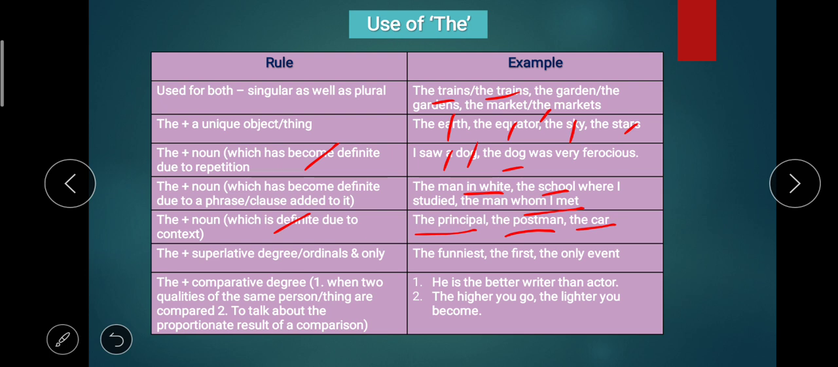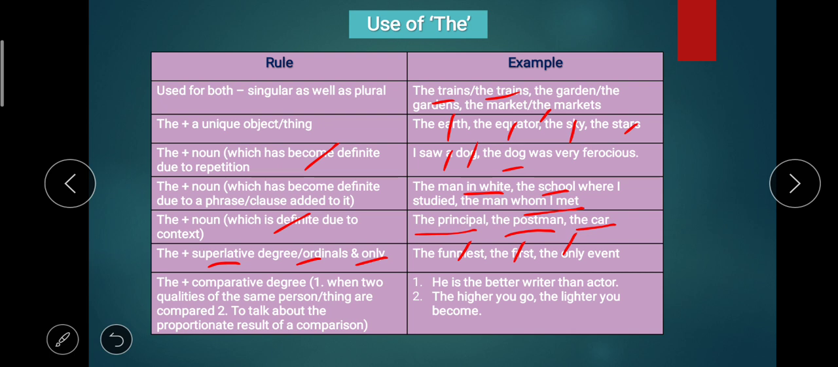Next one is "the" used before the superlative degree, before the ordinals, and before the word "only." So three things are there. Superlative: funny, funnier, the funniest. We use "the" always. This is the thumb rule. We always use "the" before the superlative degrees of adjectives. Then ordinal numbers: first, second, third. So the first, the second, the third, in this way we use it. And wherever we find the word "only," we have to use "the" before it. The only event. In this way we use "the."